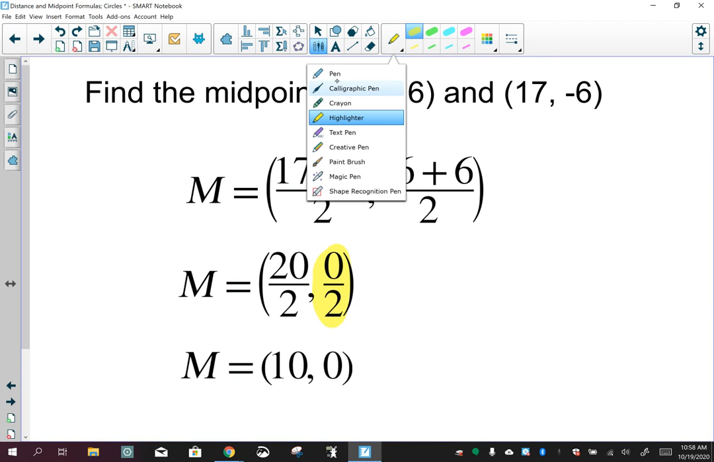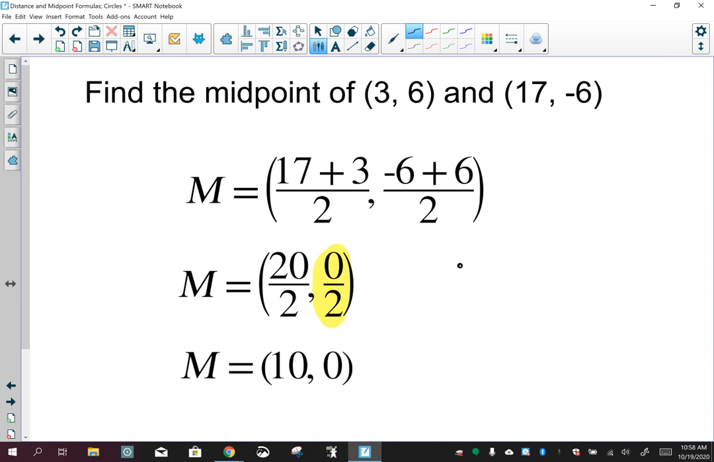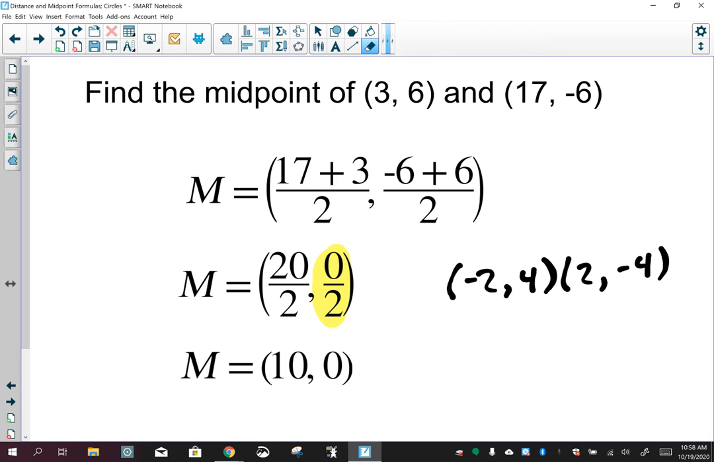And so if you're taking a look at that, if I give you, say, negative 2, 4, and then I give you 2, negative 4, I am going to meet at the origin. Okay, so if I was to graph this, the midpoint would be at the origin, which would be 0, 0. And that is an acceptable answer. So don't get worried if you wind up with an answer that says 0, 0 as your midpoint answer. All right.